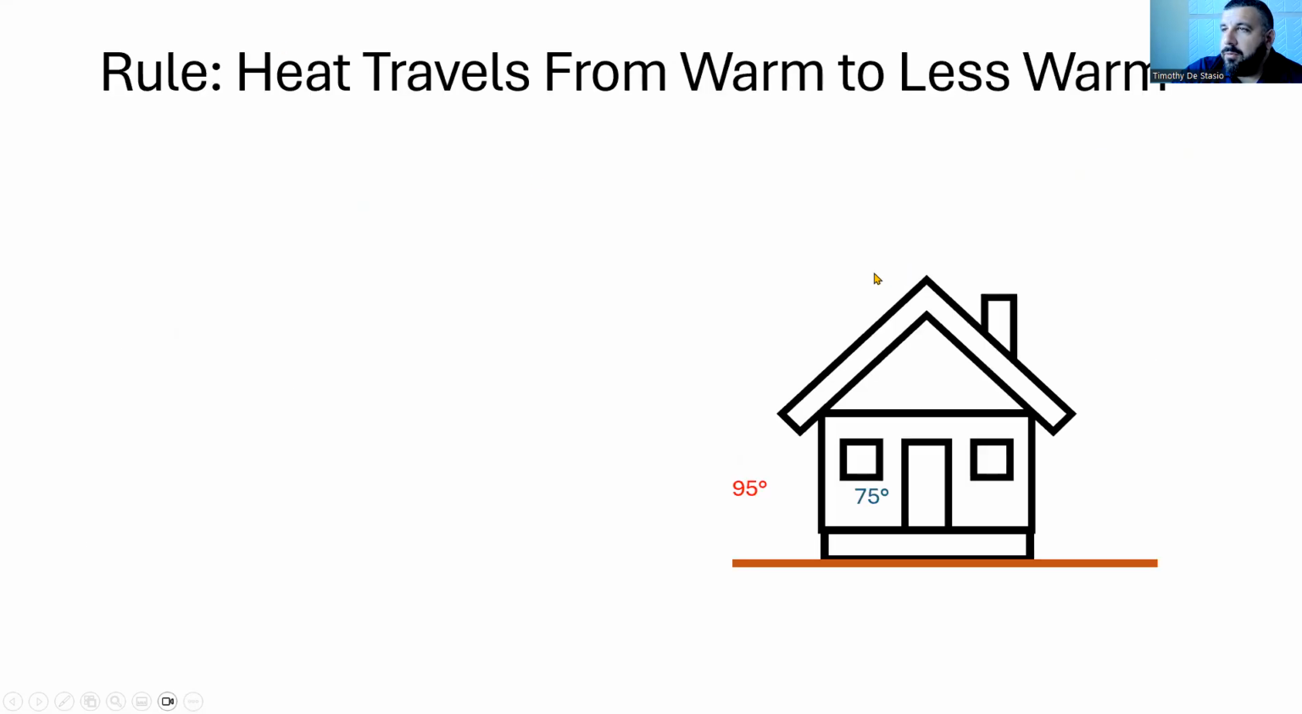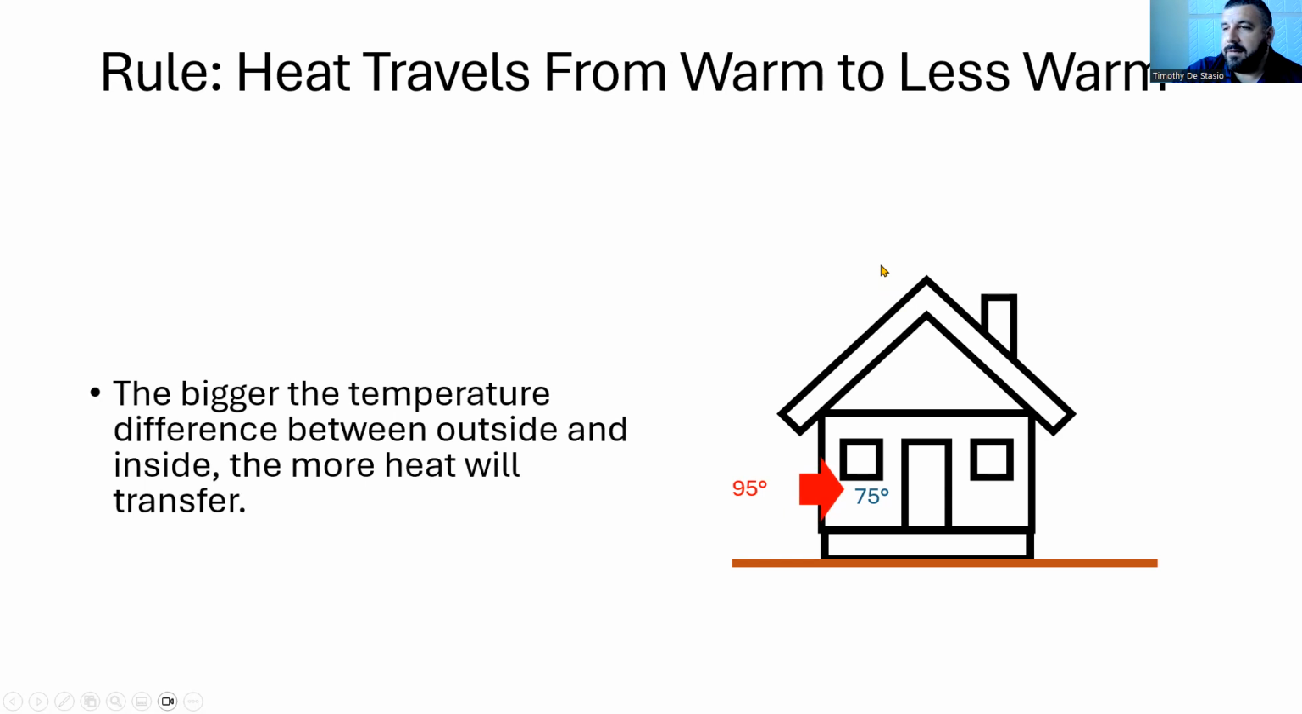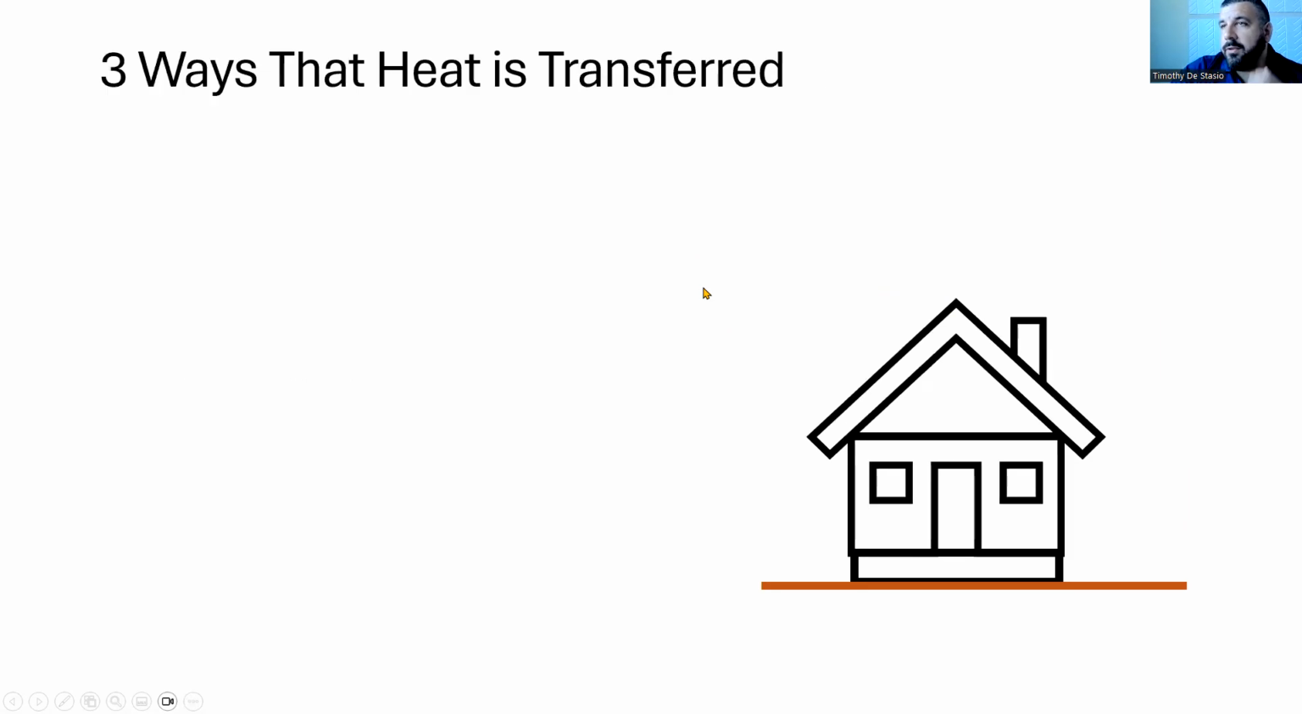So again, we go back to that rule: heat travels from warm to less warm. It's 95 degrees outside and it's 75 inside. Heat is trying to come from outside to inside. And the bigger that temperature difference is, the more the heat will transfer. So let's talk about three ways that heat is transferred. Most of you already know this: conduction, convection, and radiation.